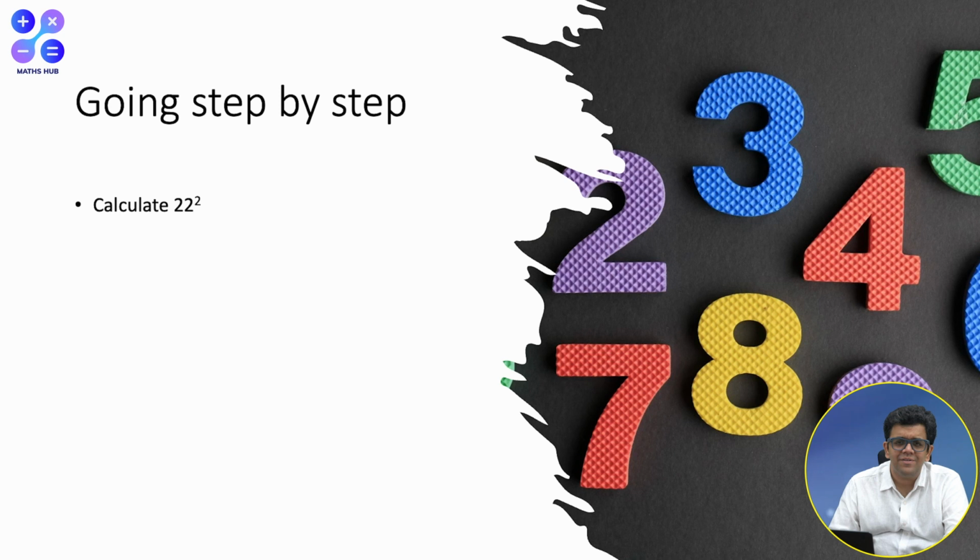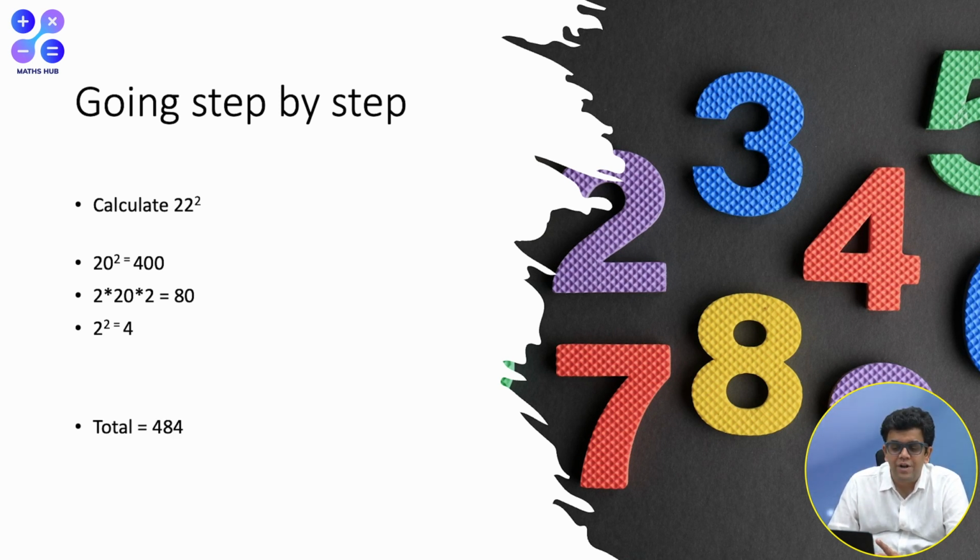How will you go about doing it? Well, 22 square is going to be (20 plus 2) the whole square. Correct? So step number 1, 20 square is what? 20 square is 400. Cool. Step number 2, 2ab, which is 2 into 20 into 2, is 80. And then 2 square is equal to 4. So the total of all this, because it is plus 2ab, is going to be 400 plus 80 plus 4 is equal to 484. Super simple, right?